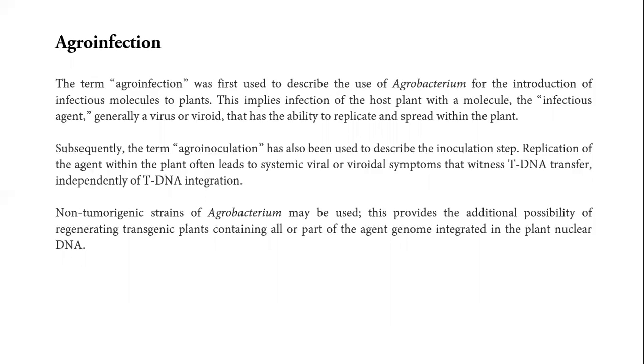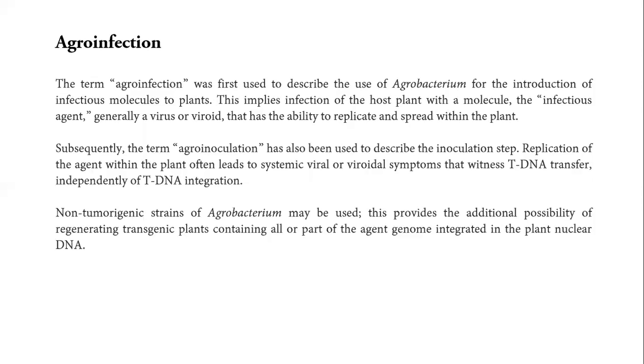The term agro-infection was first used to describe the use of Agrobacterium for the introduction of infectious molecules to plants. This implies the infection of the host plant with a molecule, the infectious agent, generally a virus or viroid, that has the ability to replicate and spread within the plant. Subsequently, the term agro-inoculation has also been used to describe the inoculation step. Inoculation means the culture of virus or bacteria with the host cell. This is known as inoculation.